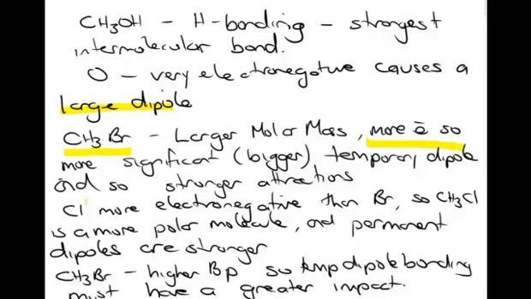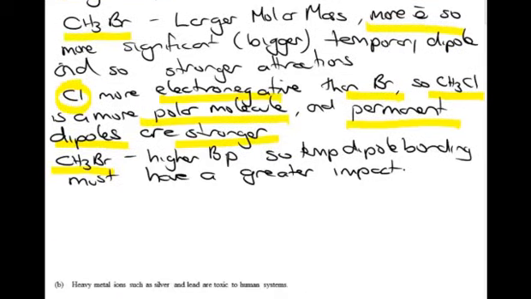Now, the thing you really need to bring out is the fact that chlorine is more electronegative than bromine, so you would expect CH3Cl to be a more polar molecule, and you should make that statement, and therefore the permanent dipoles are going to be stronger. However, the fact that CH3Br has a higher boiling point can only tell us one thing, that temporary dipole bonding must have a greater impact overall, and so we need to bring that point out, and that's that question.